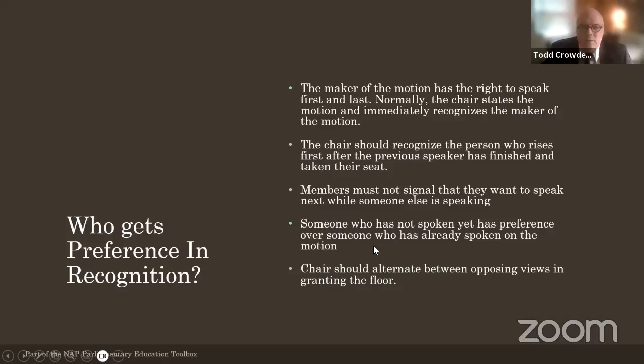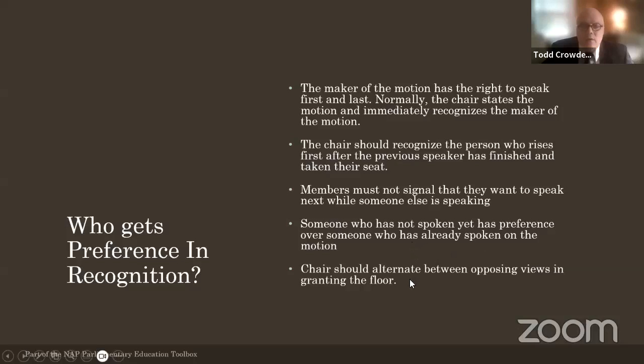Usually, if there's a lot of people who want to speak, you get a bunch of people all at once going, "Mr. Chairman," and he has to judge who was first. But there's also the other factor that someone who has not yet spoken gets preference over someone who has. So I told you, Roberts says you can speak twice. But if you're trying to make your second speech, someone who hasn't spoken at all gets preference over you.